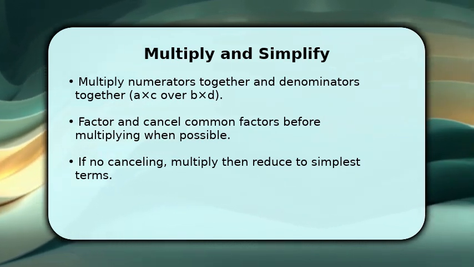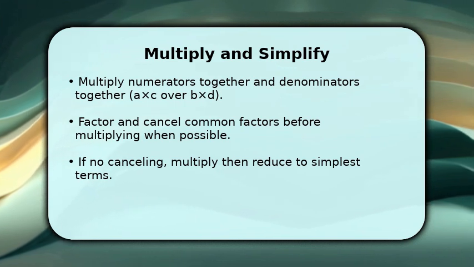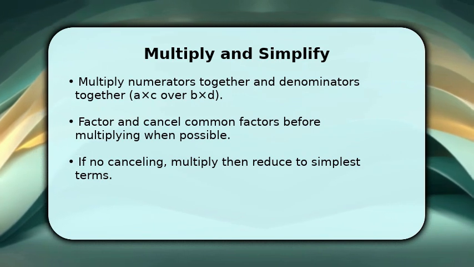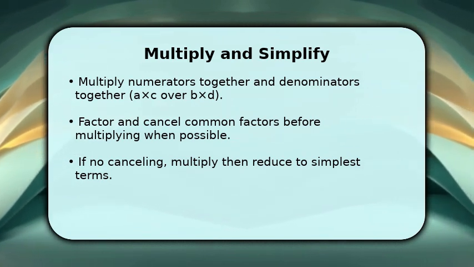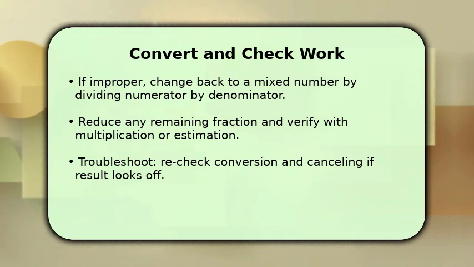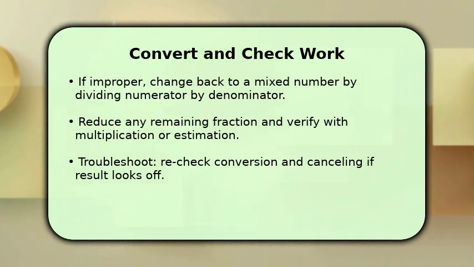If you didn't cancel earlier, multiply, then simplify the resulting fraction by dividing by the greatest common factor, so the fraction is in lowest terms. Finish by converting any improper fraction back into a mixed number. Divide the numerator by the denominator to get the whole part and the remainder over the denominator. Then reduce the fractional part to simplest terms.